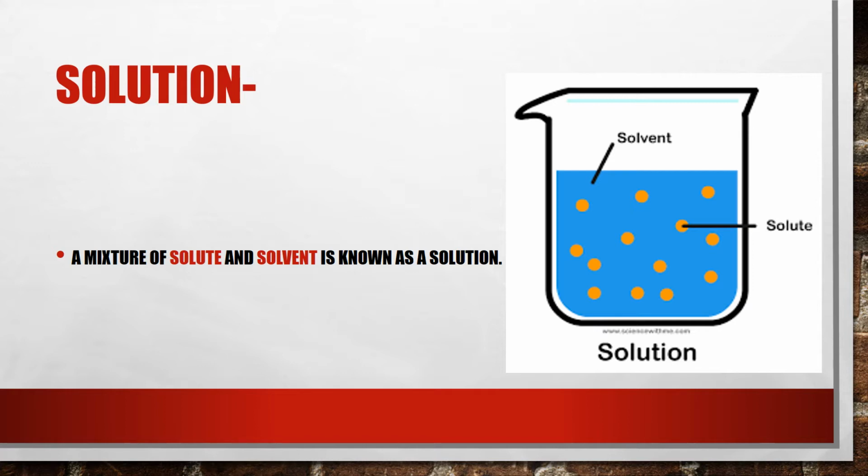As you can see in the picture, in a beaker, this is a solution which consists of two substances. One is solvent and another is solute. As you can see, the solvent is in larger amount whereas solute is in lesser amount. Simply we can define solution as a mixture of solute and solvent. Alright, now you would be asking me, what is a solute, what is a solvent, isn't it? Yes, we will study them in detail.